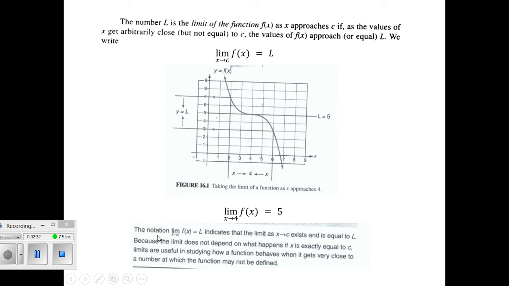Again, the notation indicates that the limit as x approaches c is equal to some value L. Because the limit does not depend on what happens if x is exactly equal to c, limits are useful in studying how a function behaves when it gets very close to a number at which the function may not be defined. That's a very important concept. So a lot of times, we're going to be asking the limit at some points that we have some interest in. Mainly some points maybe where the function's not defined, so we'll see that.